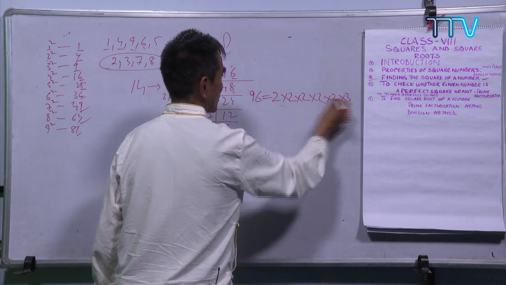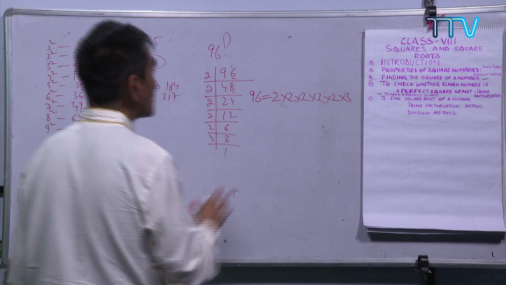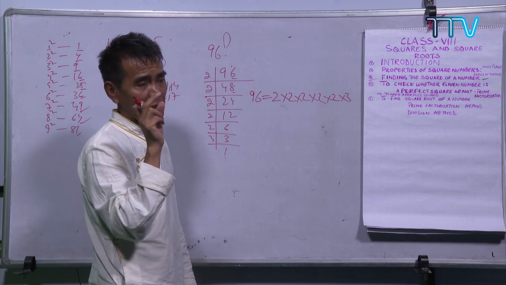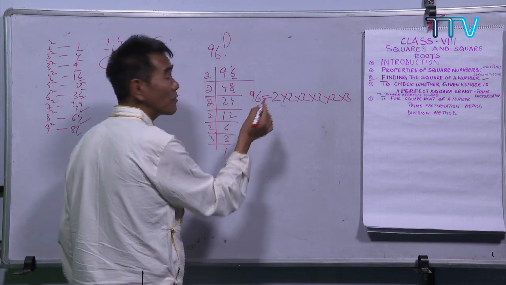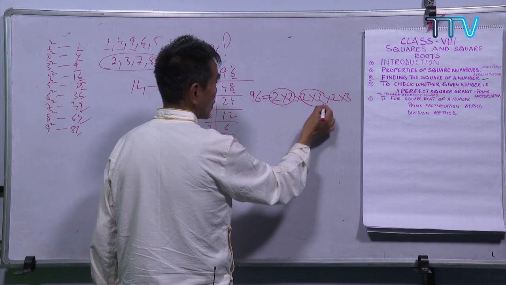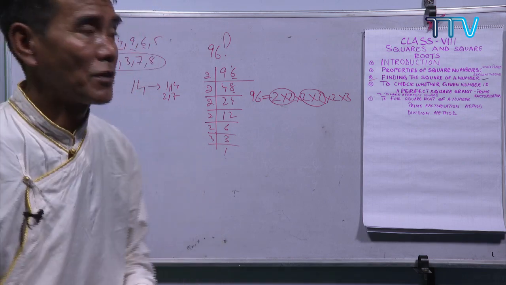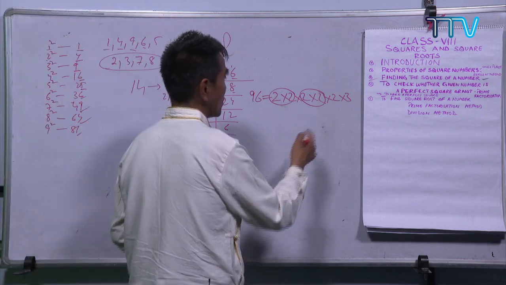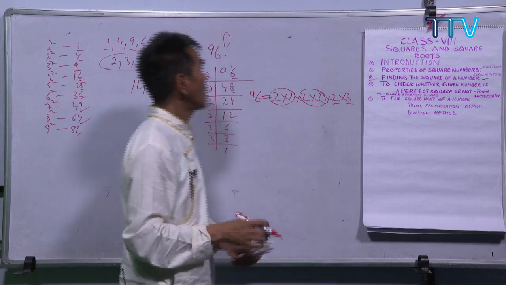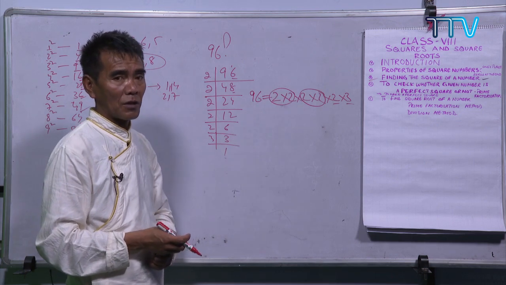2 multiplied by 3. A square is a number multiplied by itself, so you pair the equal factors. Circle the pairs of equal factors. What is left? This 2 doesn't have a pair and this 3 doesn't have a pair. So 96 is not a perfect square, because the factors are not all in pairs.